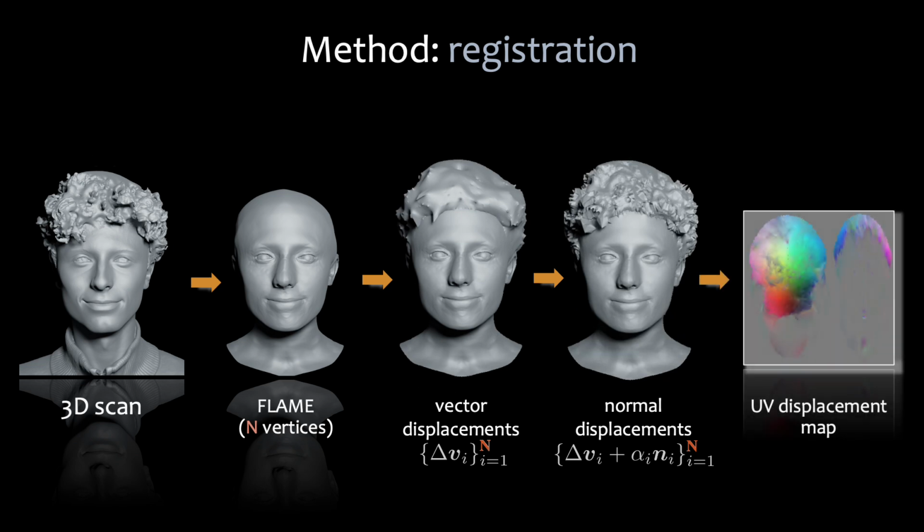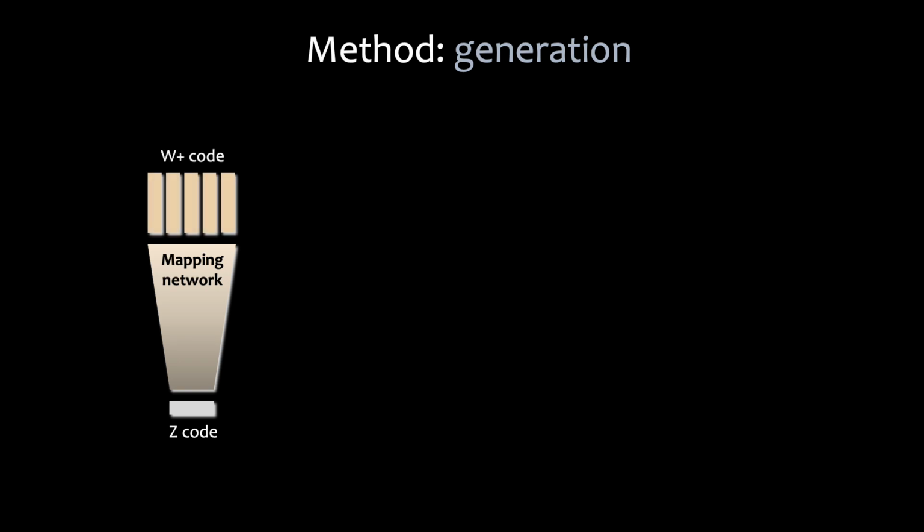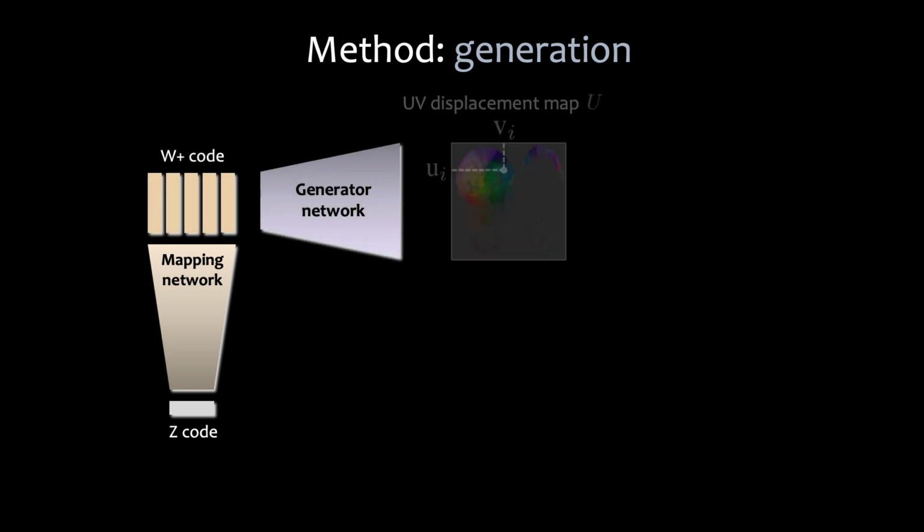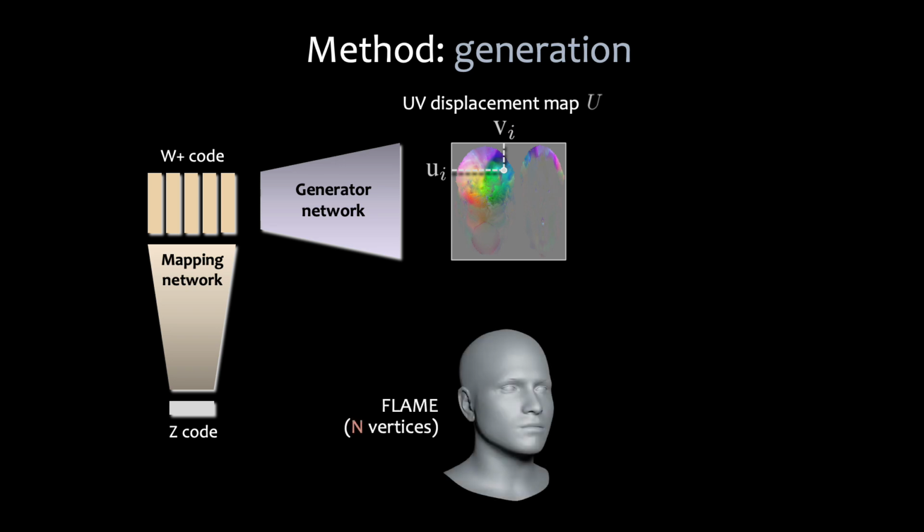Subsequently, the deformation is represented in the predefined UV space with separate hair and face regions. To accurately fit the distribution of the constructed UV maps, we use a StyleGAN-based generative model that transforms a latent Z code into a novel, previously unseen UV displacement map. The map can be applied to an arbitrary template by querying the respective UVs of the template vertices and offsetting them.